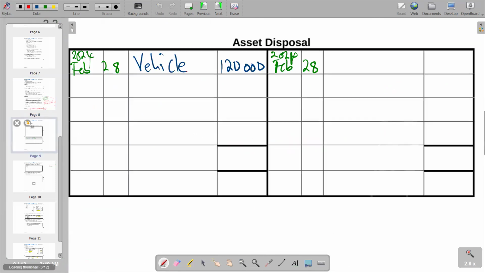So we go to the credit side. Now we are saying accumulated depreciation, which you can write in full. Then in brackets, you are supposed to indicate the working by saying 84,000 plus 6,000, then you get your 90,000.